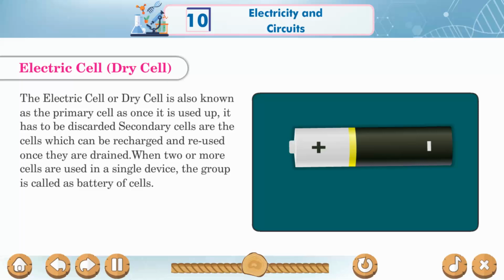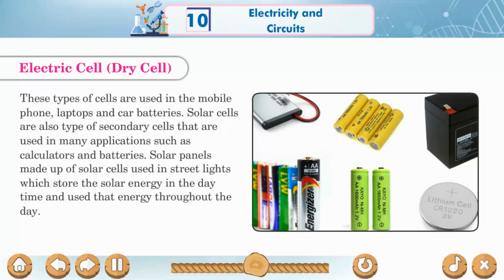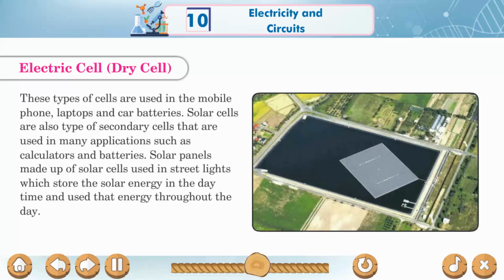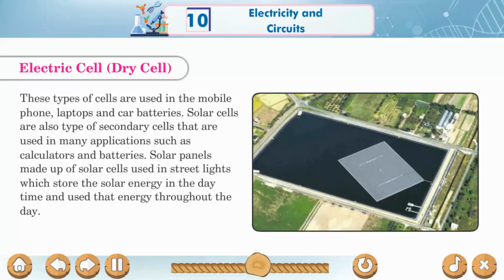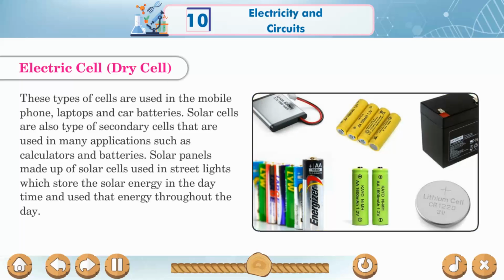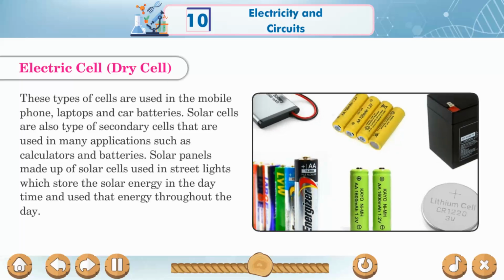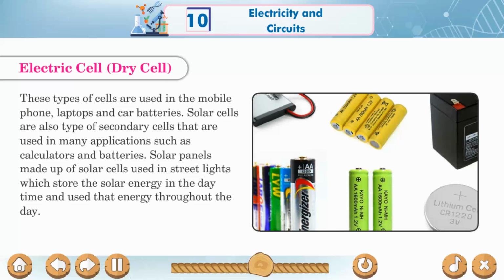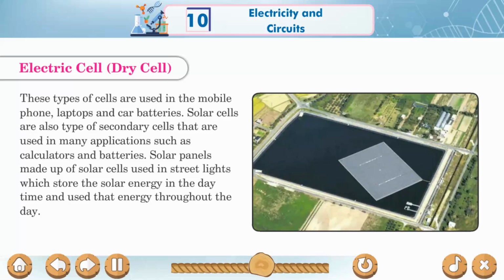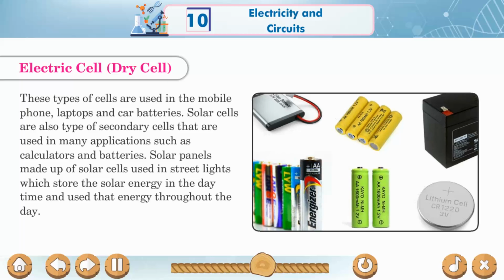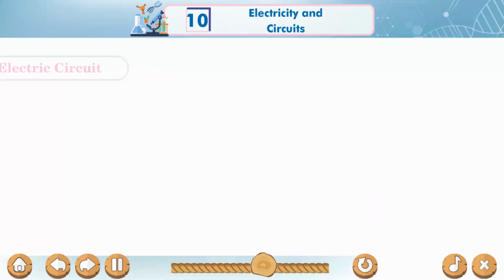When two or more cells are used in a single device, the group is called a battery of cells. These types of cells are used in mobile phones, laptops and car batteries. Solar cells are also a type of secondary cells that are used in many applications such as calculators and batteries. Solar panels made up of solar cells are used in street lights, which store the solar energy in the daytime and use that energy throughout the night.